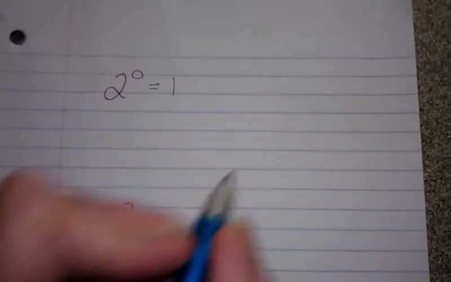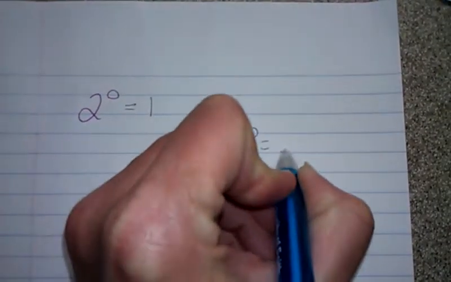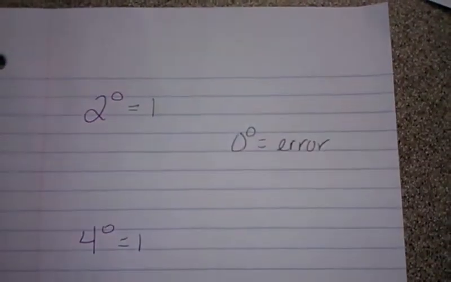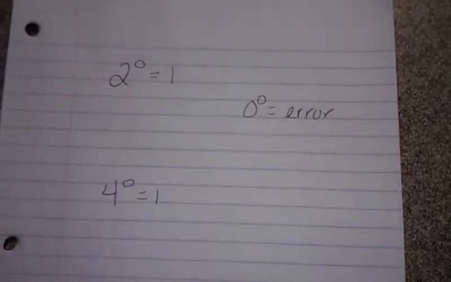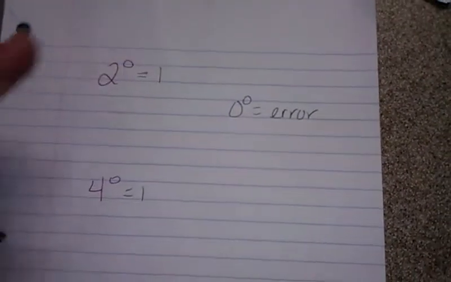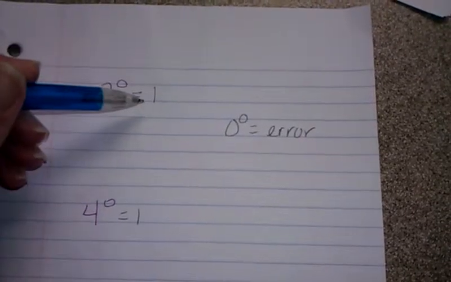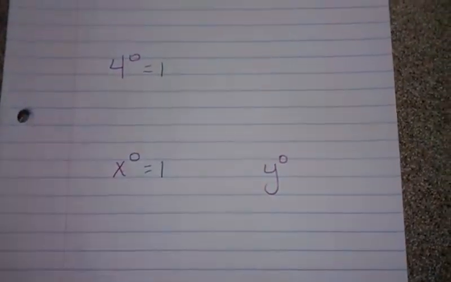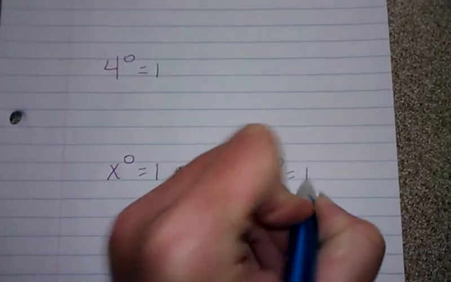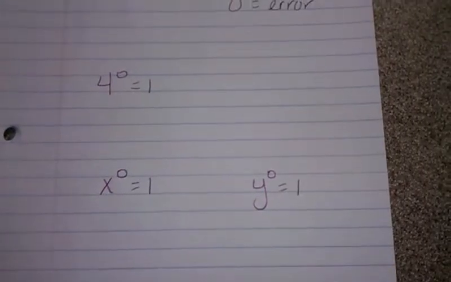Now the only exception is if you put 0 to the 0 power, it will say error. Okay? That's because you can't take 0 and make it into a number like 1. Okay, so any other thing that's to the 0 power, the answer is 1. So down here, even when we have variables, x to the 0 power, that equals 1. Y to the 0 power, that is 1.